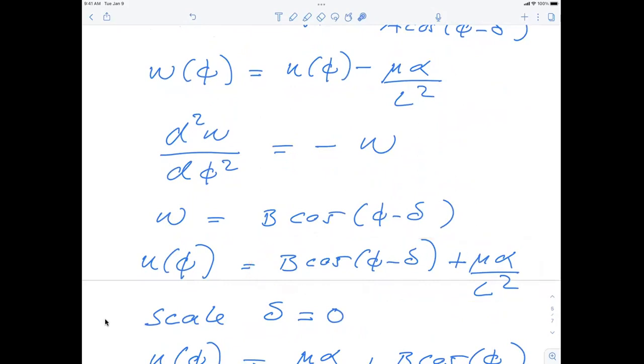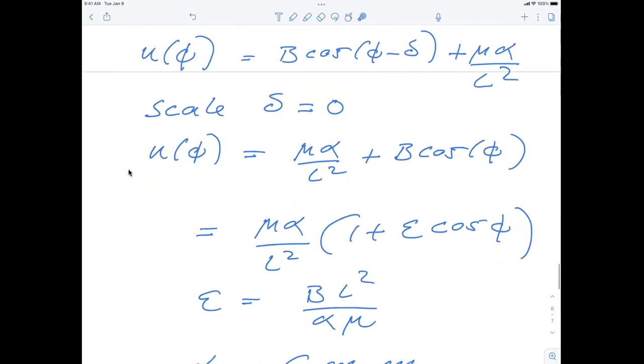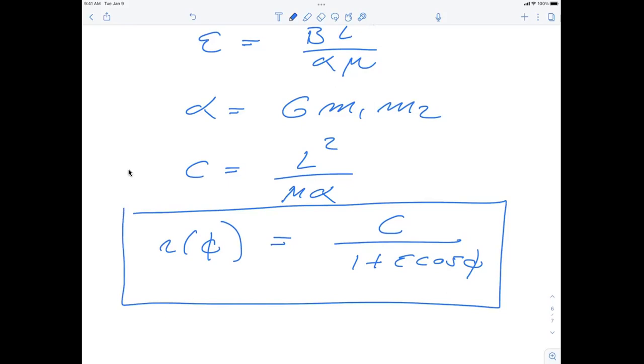And when you have that, we simply need to take 1 over U equal to R with this redefinition of the constants. And then we end up with the final equation, which is given here. So this is your radius, right?